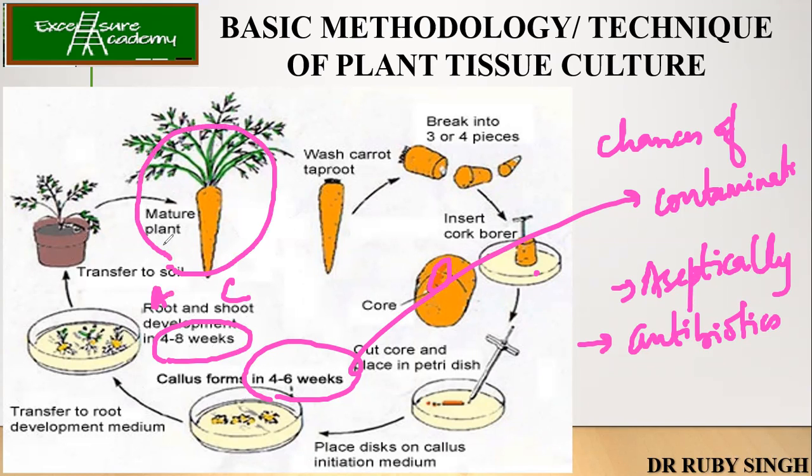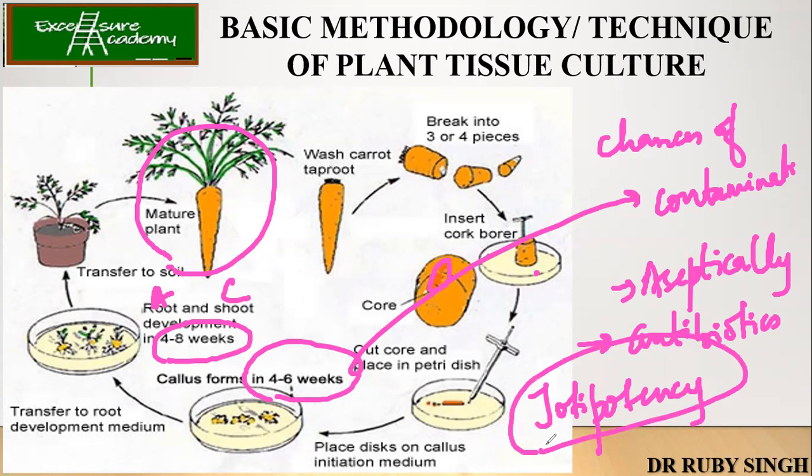So what you can get from here is that even a small piece can be converted into an entire plant. This is a property of plants called totipotency. I hope you know all this. It is the property of plants of having totipotency, to get regenerated from a single cell also.